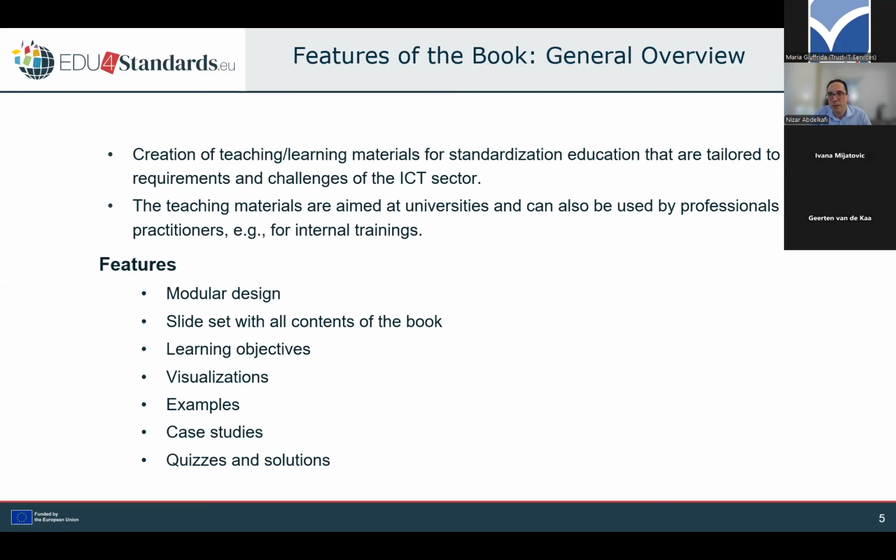There are accompanying slides of the textbook. We have learning objectives in every chapter. We have visualizations, examples, case studies, quizzes, and also corresponding solutions to the questions and the quizzes.